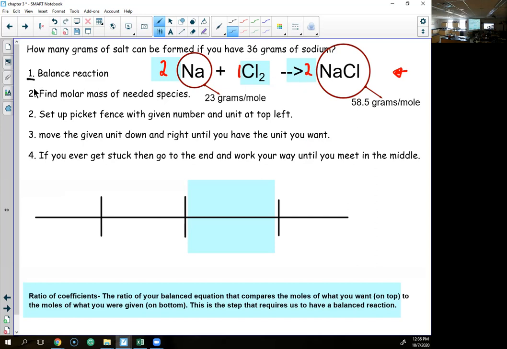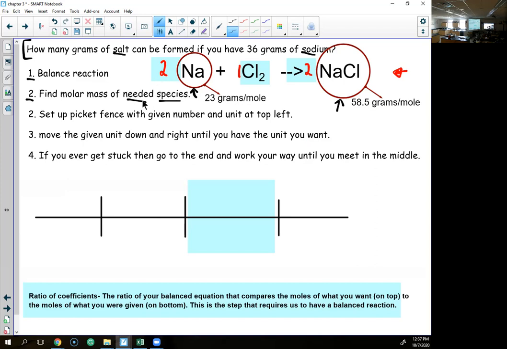Okay, the next step. Find the molar masses of the needed species. The needed species are the 2 things it names in the problem. The 2 things it named were salt, and that's NaCl, and sodium, that's Na. So chlorine is certainly involved in this process, but this math question doesn't care about chlorine. So don't even worry about it. Are we okay with that? Don't do more than you're asked in AP chemistry.